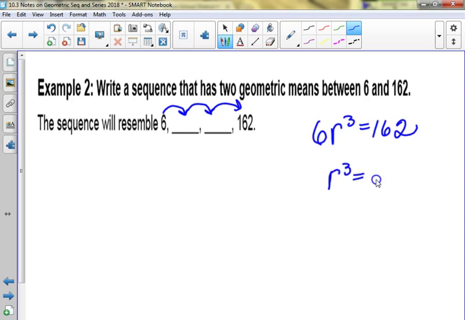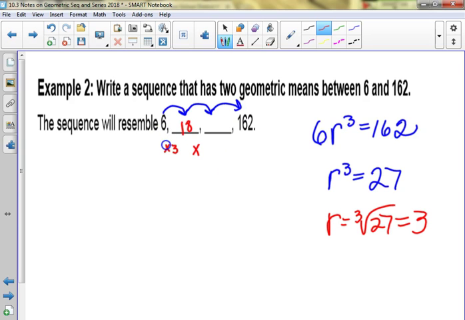So does that divide nicely? 162 divided by 6 is 27. Oh, that's even one we can do in our head. What's the cubed root of 27? 3. So what are we multiplying by here? 6 times 3 is 18 times 3, 54 maybe? How did I do? Times 3 would be 150 and 12, 162. That seems good.